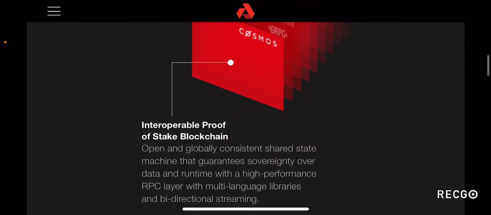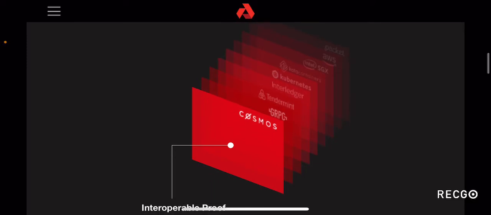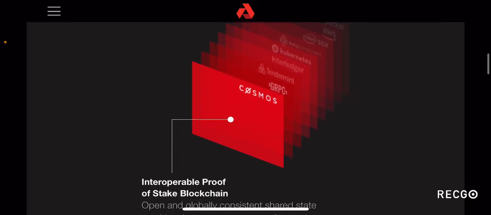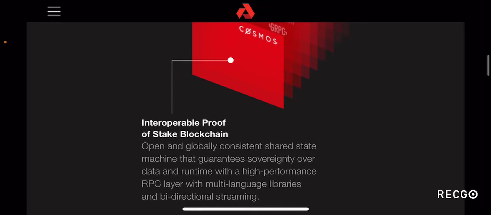So again, interoperable proof of stake blockchain, open and globally consistent shared state machine that guarantees sovereignty over data and runtime with high performance RPC layer with multi-language libraries and bidirectional streaming. So if you see, the interoperable component of Akash Network is basically highlighted here. So you have multi-layer libraries from multiple different blockchains that can be interoperable within the Akash Network. And it's not just unidirectional, it's completely bidirectional as well.